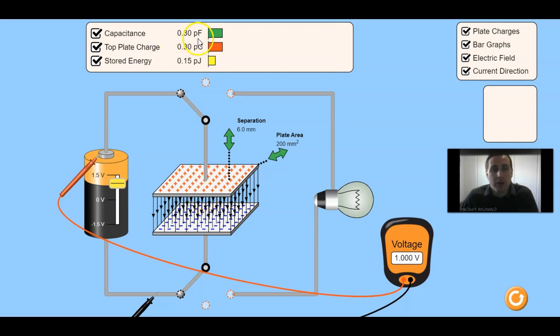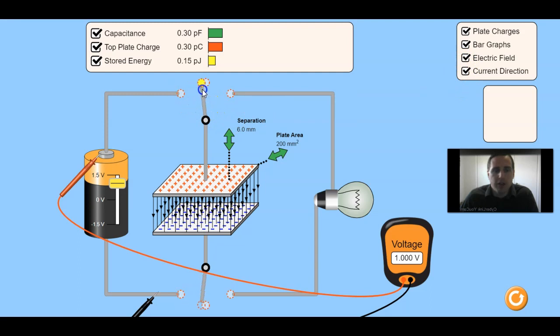Notice that we're showing here the capacitance of this capacitor given the separation between the plates. Let's assume this is a parallel plate capacitor with square plates, and let's assume we can set the area, but the area has been set. That sets the capacitance as well. And we're showing the charge and the stored energy. Over here, I'm also going to show the charges between the plates, bar graphs, electric field, and so on.